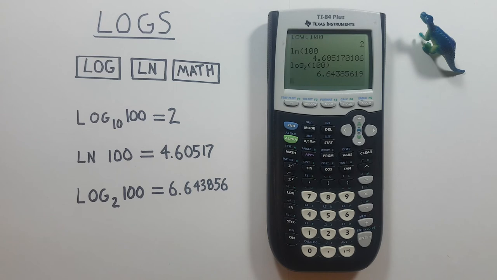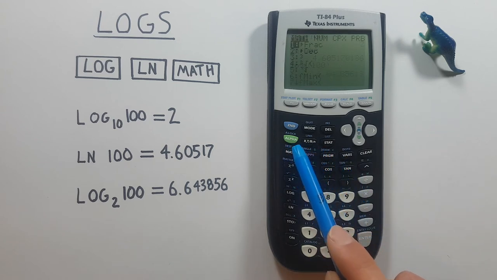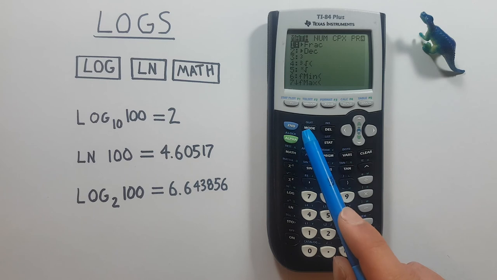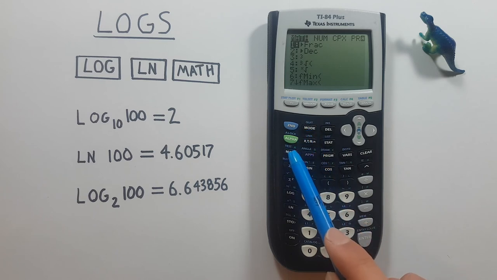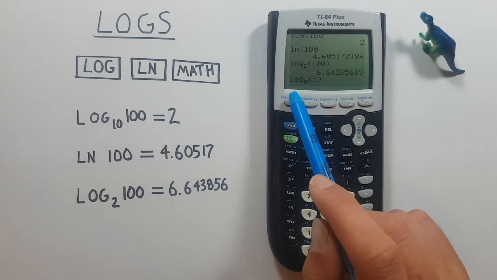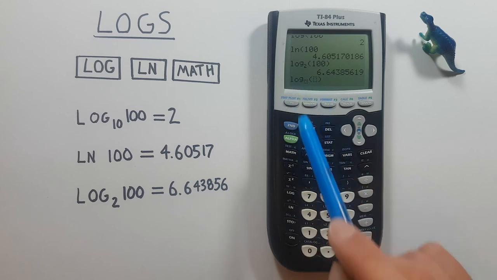Now a shortcut for this is we can press math, the alpha key, and then math again, because that'll select the A option. And we see we get that log of any base option appearing again.